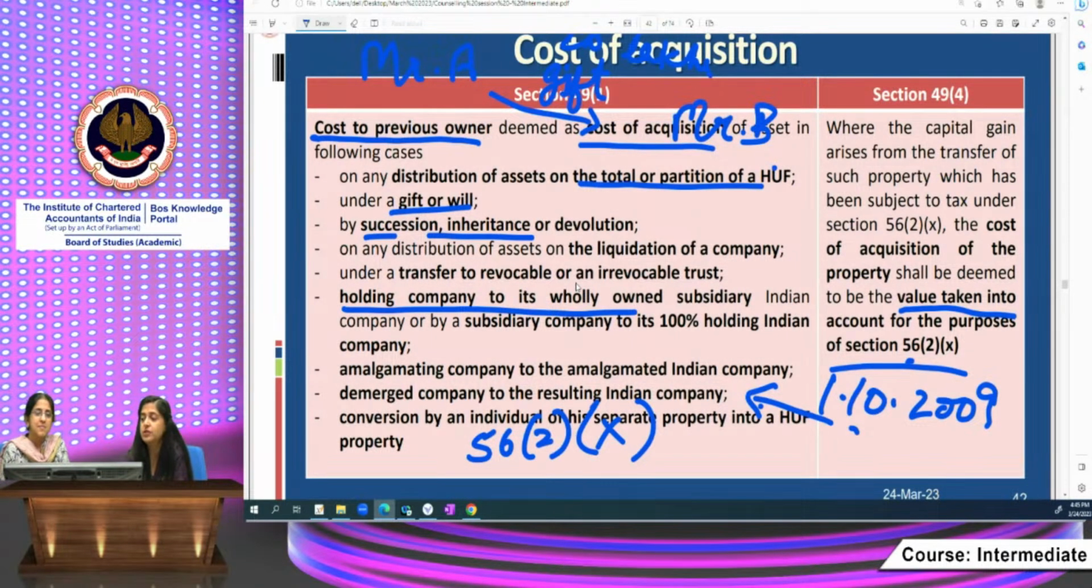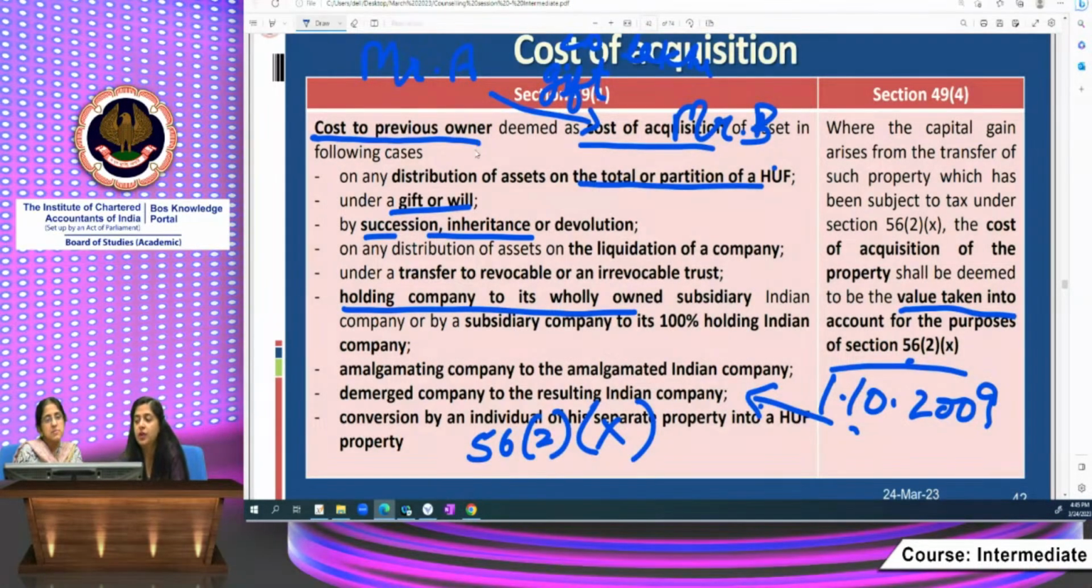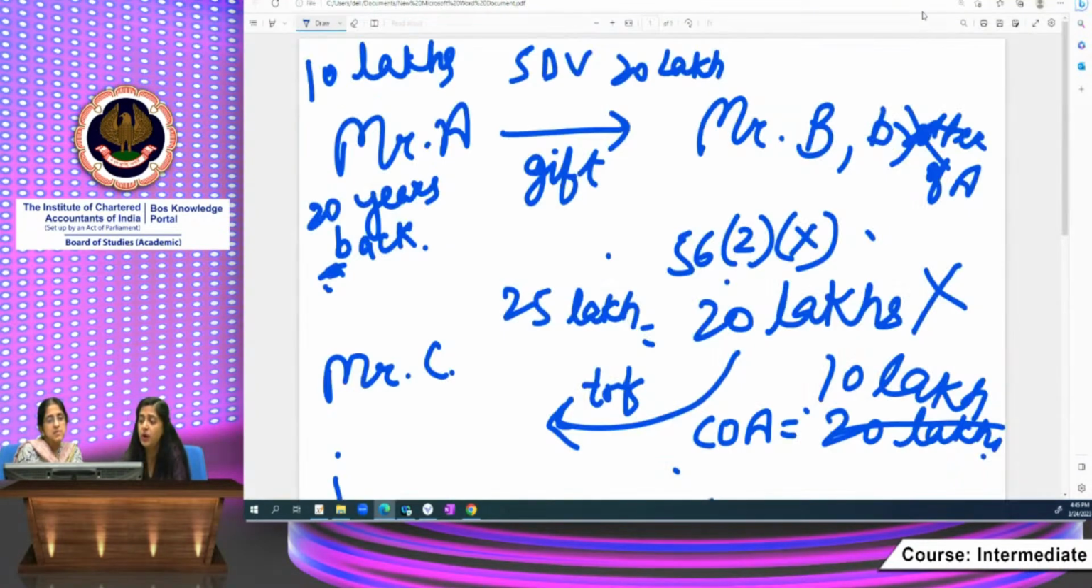So you have to see the first example, when I have given that Mr. B is a brother of Mr. A. In that case, 56(2)(10) was not attracted. So in that case, it would come under 49(1), not 49(4). So when Mr. B transferred the asset to Mr. C, he can take the CII benefit of the previous owner, that is 20 years back, as per the Manjula J. Shah ruling.